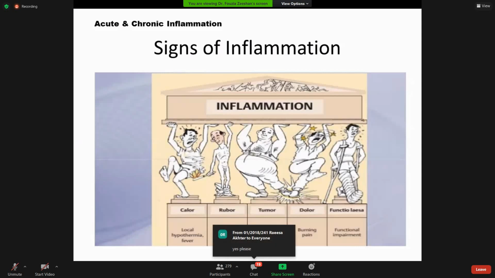Then pain. Then sometimes, if the inflammation is very extensive, or in case of chronic inflammation, the particular body part loses its function. That's called functional impairment, or functio laesa. So these signs of inflammation are very important. One should know what happens when inflammation occurs.